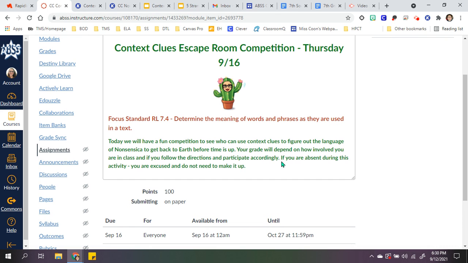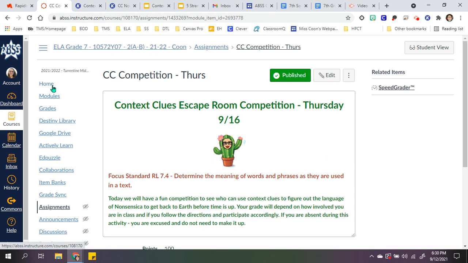It tells you this. If you're absent during this activity, you're excused and you do not need to make it up. So you do not need to worry about that. And Friday, we are going to the library.